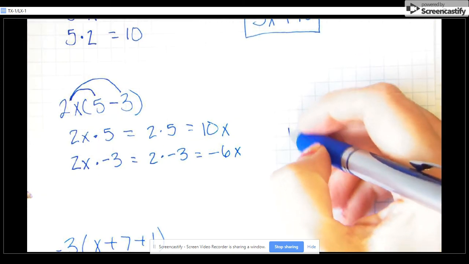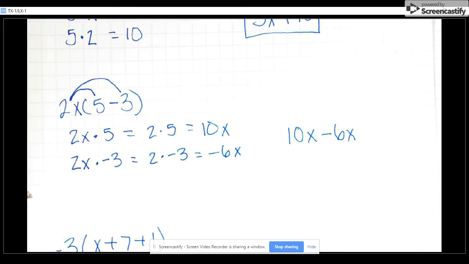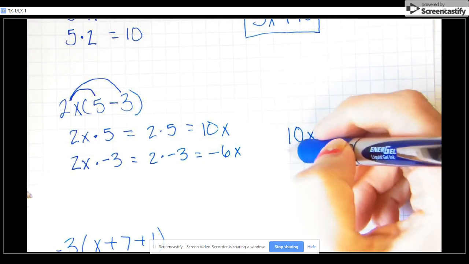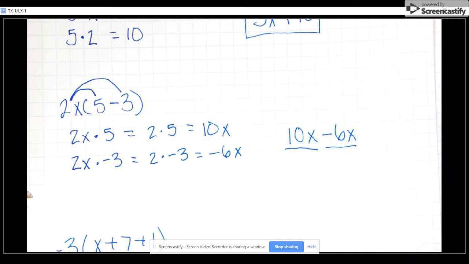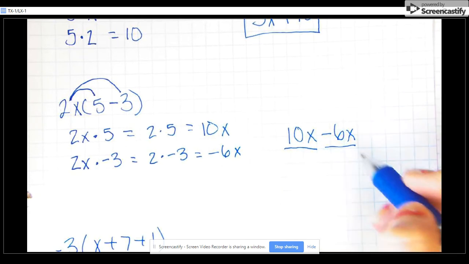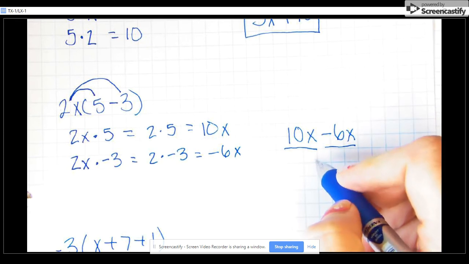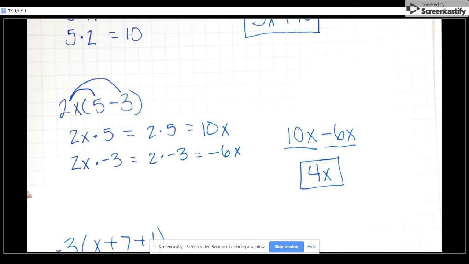Now that I have that, I'm going to combine them together with 10x minus 6x. In the next video, you'll see about combining like terms, but here's a sneak preview for you. Since this 10 has an x with it, and this negative 6 has an x with it, I can add those together because both of them have x's by them. So 10x minus 6x is going to be 4x. And now there's nothing else I can do, and I have my answer.